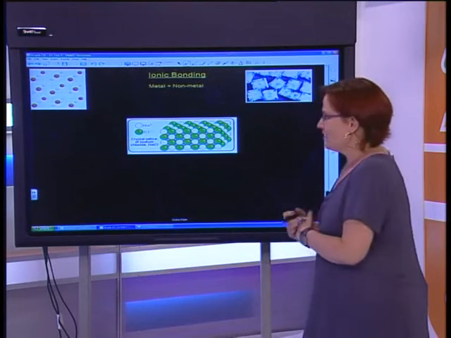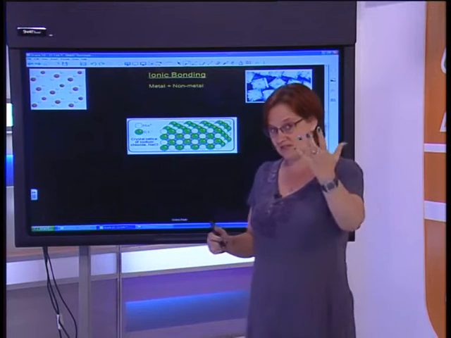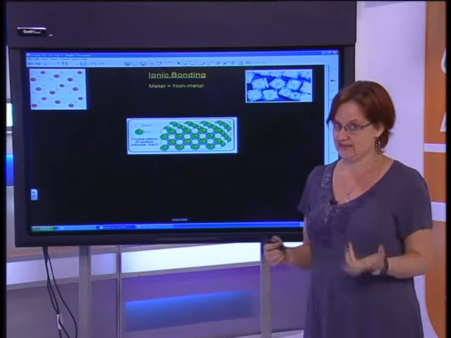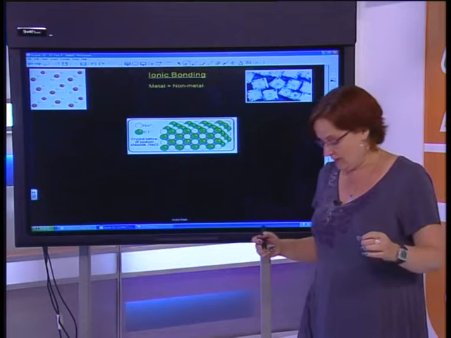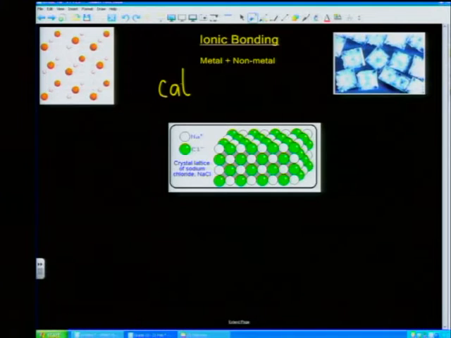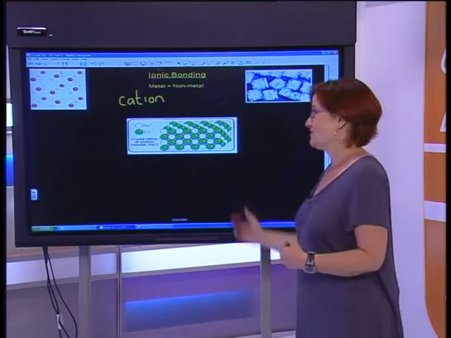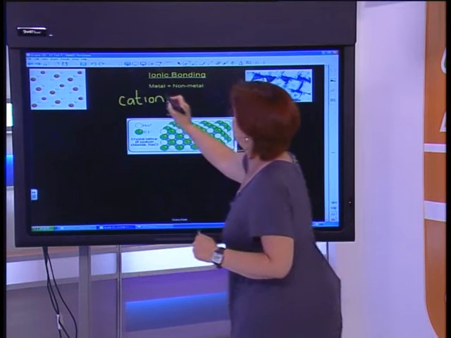Now, we've got to add in a couple of extra words here, because a metal gives away its electron, okay? So it becomes a positive ion. That makes it a cation. I remember that the cation is positive because I quite like cats. So it's a cation, so I quite like it, and that's a positive thing. Okay, so that's your metal.